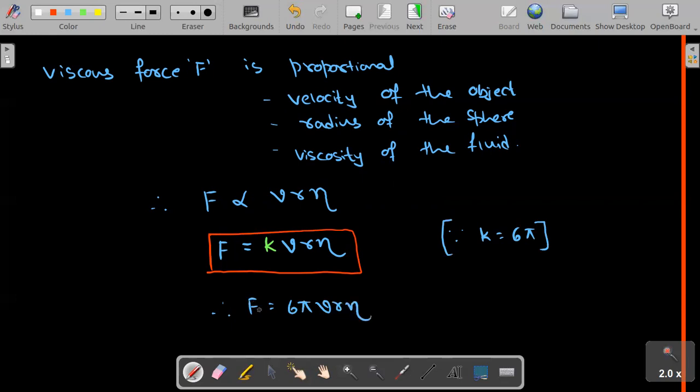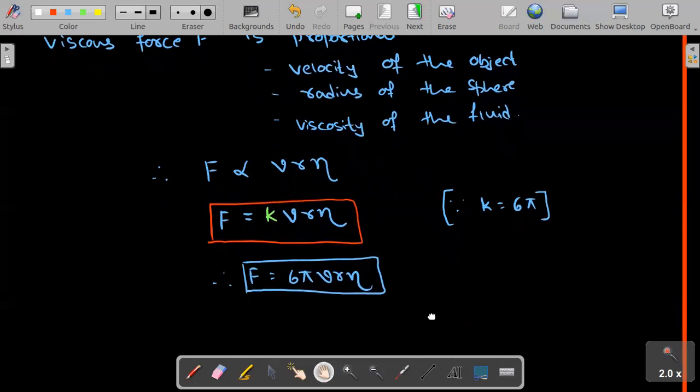You can even rearrange this expression. Here V is the velocity of the spherical object, R is the radius, and eta is the coefficient of viscosity or viscosity of the fluid.